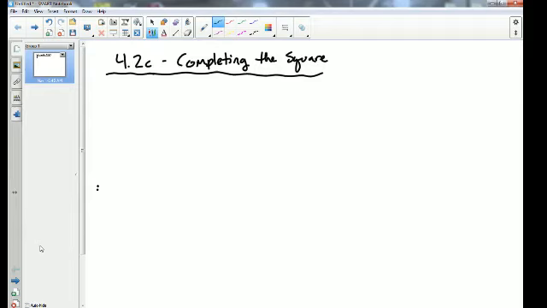Okay, we're going to study completing the square. So we've been studying finding the zeros of a quadratic function, right? What methods have we used so far? Graphing, factoring, the quadratic formula.